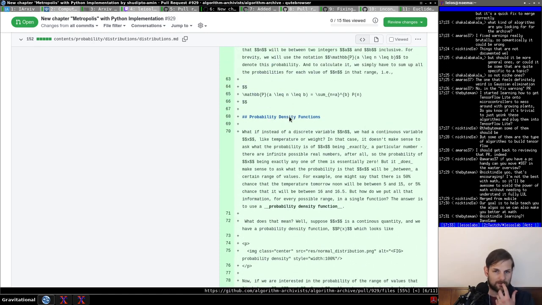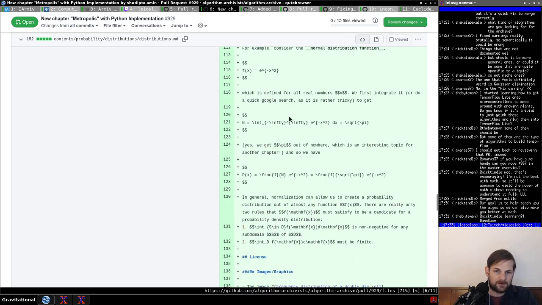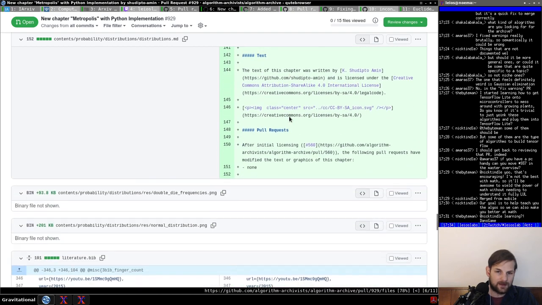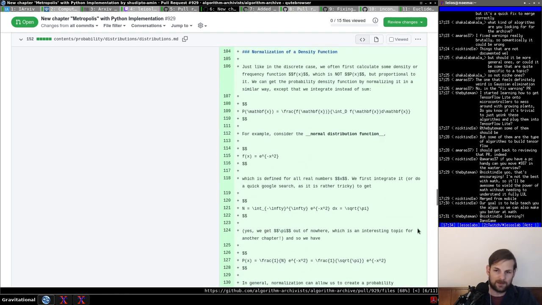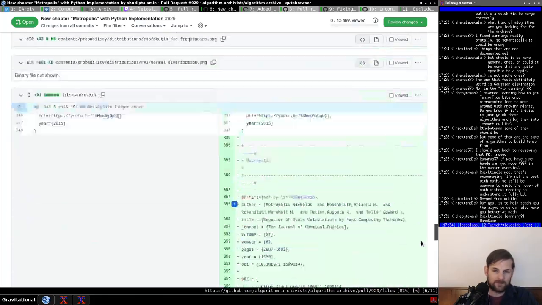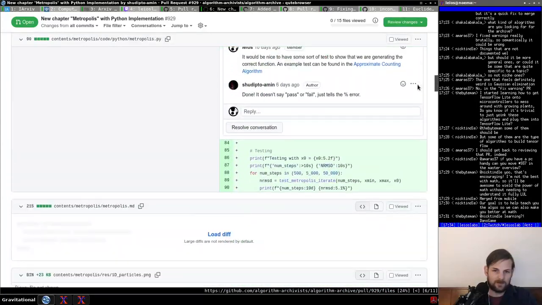Wait, is this a probability density functions, yeah. Normalization of a density function, sure. License, int here, text, pull request. Did I miss something? I must have missed something. This must be the wrong file. That's a probability density function file, let's go. I like the new bibliography, that's great.